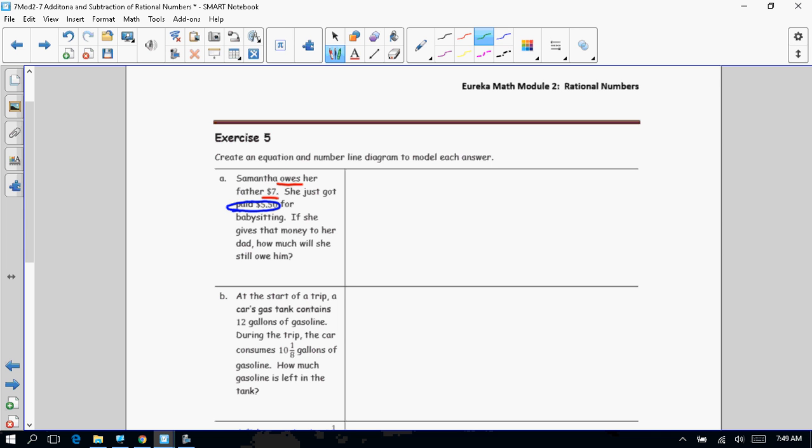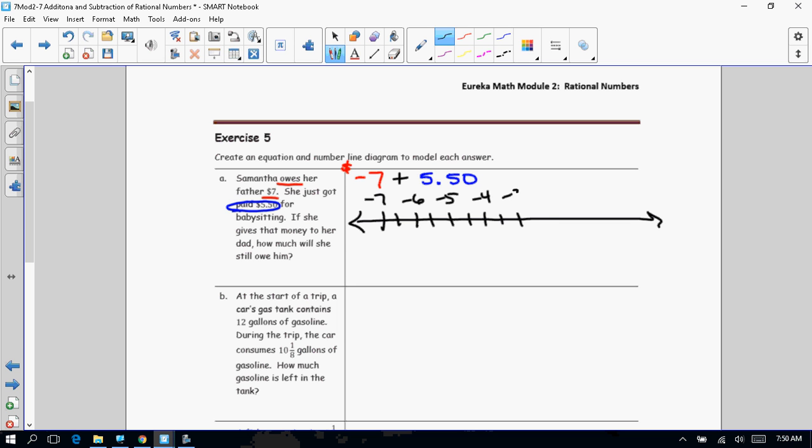All right, so let's start with our number sentence. She owes $7, so it's negative $7. And we're going to add the money that she's going to pay him. She's going to pay him $5.50. Okay, so we can make a number line. So go ahead and draw yourself a number line. We could start with the what? Negative 7, couldn't we? And then I'm going to count by 50 cents because I've got that 50 cents in that problem. So negative 7, half, negative 6, half, negative 5, negative 4, negative 3, negative 2, negative 1, 0.